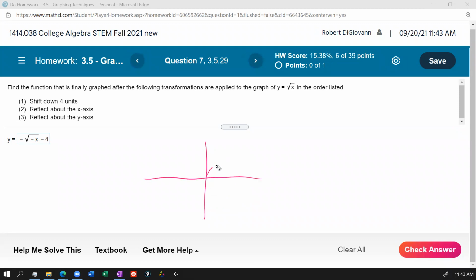You start out with the square root function, which looks like this. We shift it down 4 units. So 1, 2, 3, 4. Now it looks like this. So that's square root of x minus 4.